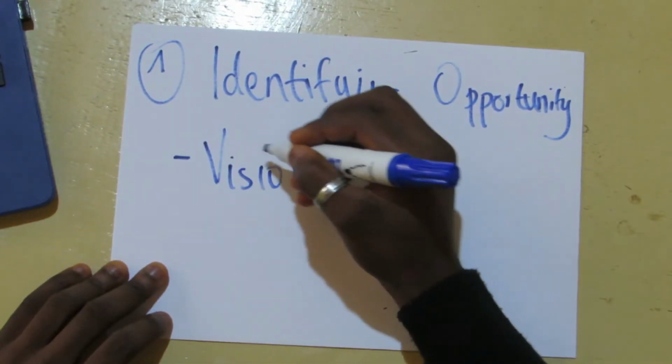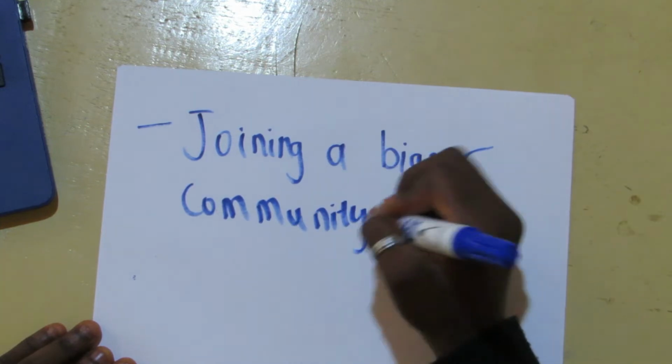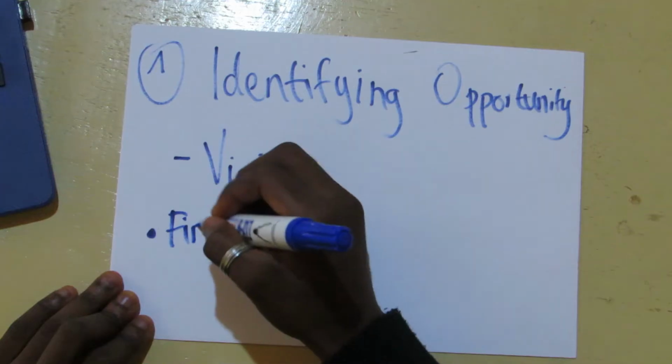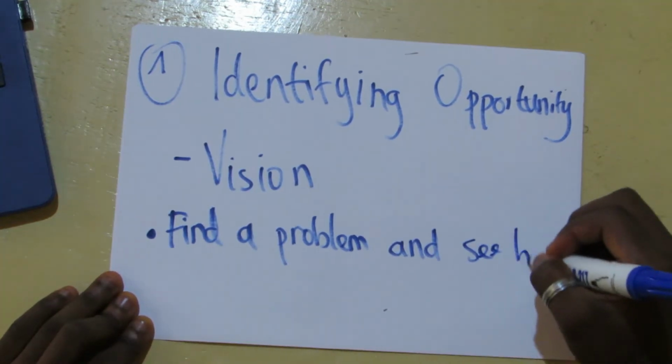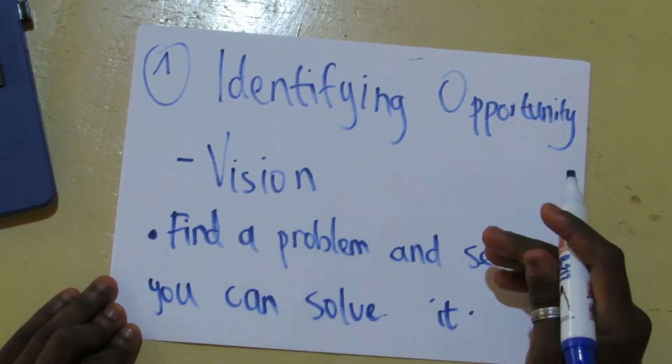Identifying opportunities is broken down into 2. The first is vision, and then the second one is a bigger community. Under the aspect of vision, what it basically stipulates is that you should identify a problem and see how you can use your career or academics to solve it.